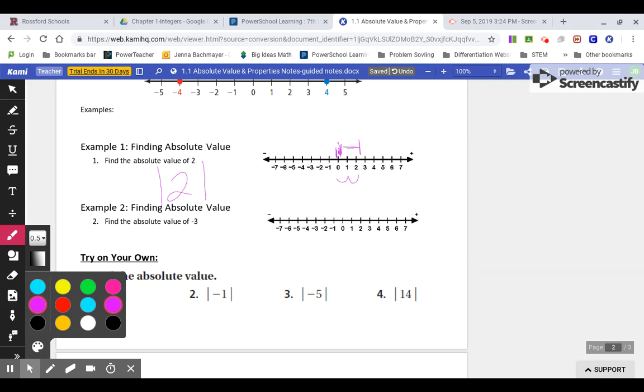Find the absolute value of -3. So -3 is going to look like that written out. And again, we need to find out how far we are away from 0. So I am 1, 2, 3 spaces away. It does not matter the direction that I'm moving on the number line. It just matters how far away you are from 0.